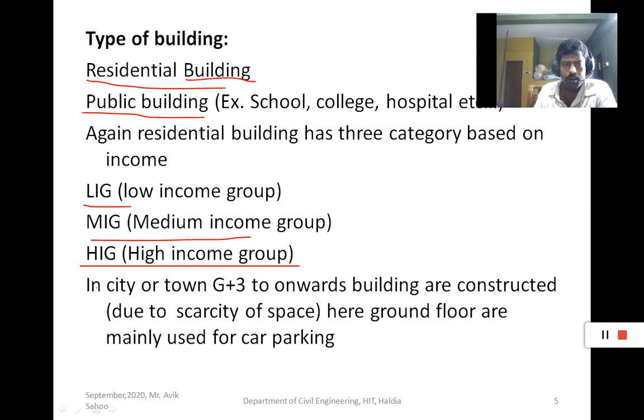Here one recent trend, not recent, I mean in the last few decades in city or town, is the G+3 concept. Here the G+3 buildings are constructed due to the scarcity of space. Okay, because in town the space is very limited. Here G means the ground floor. The ground floor is mainly used for parking purpose. So if I say G+2, it means what?